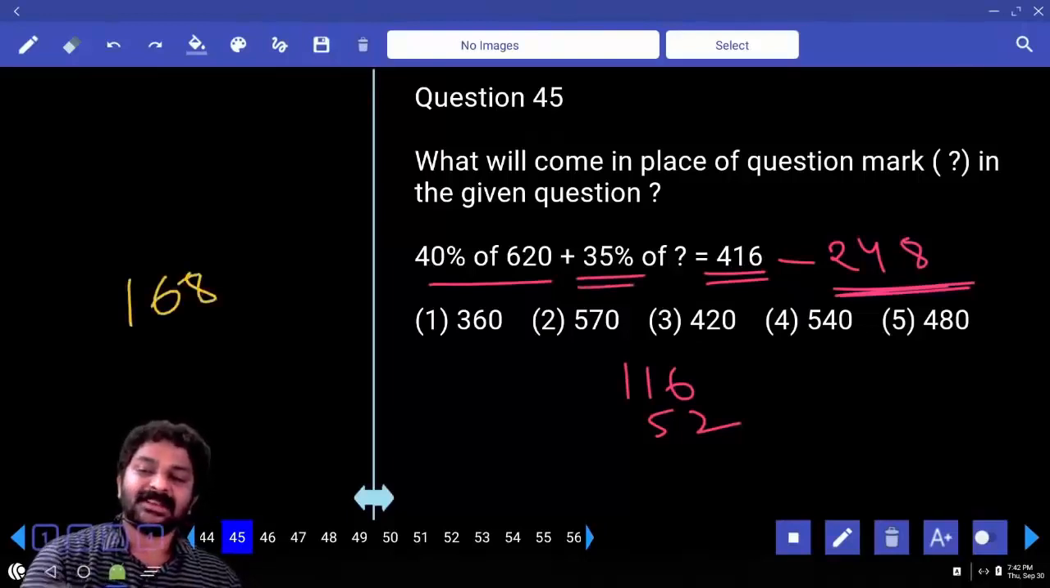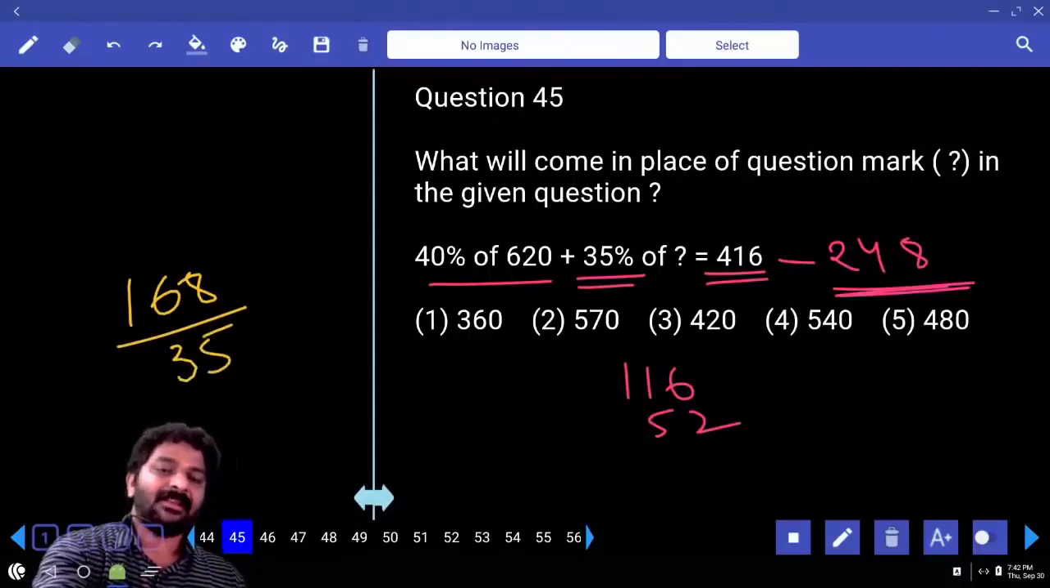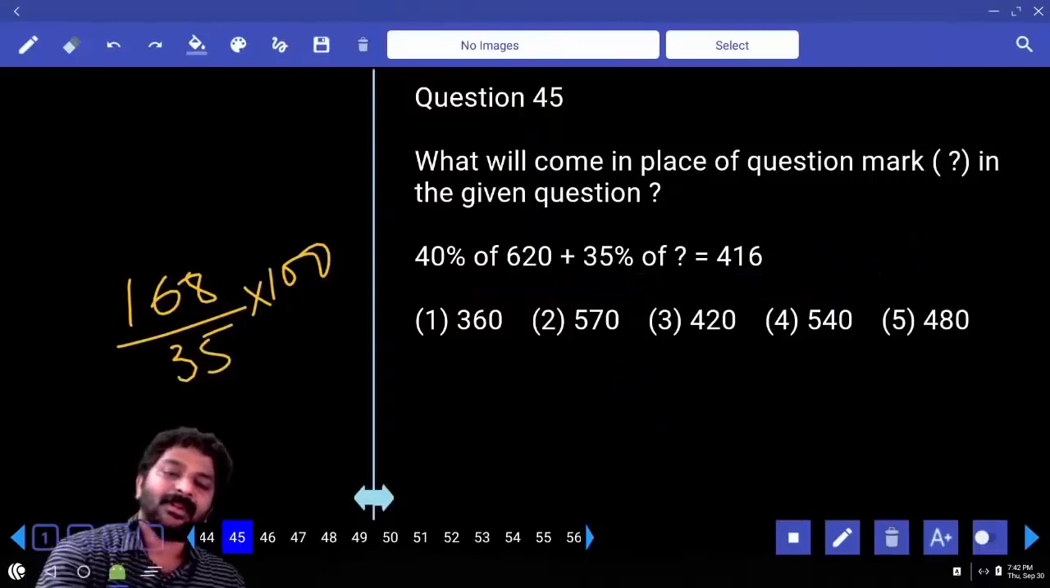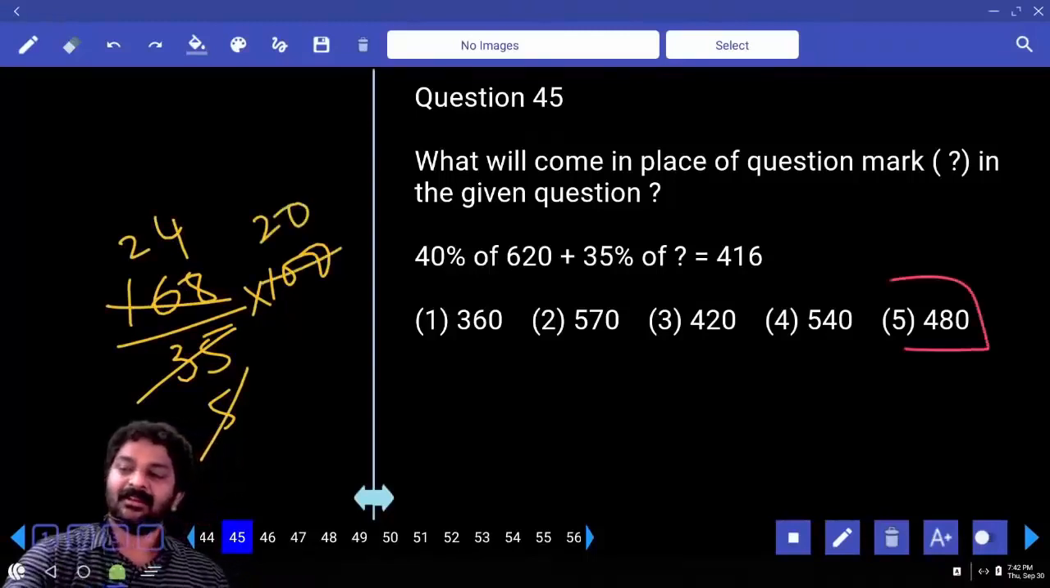168 is what percent? Then 1% is by 35. And we need 100% into 100. Okay. Now 7 5 times, 7 2 times, 4 times, 5 20 times. Answer 480.